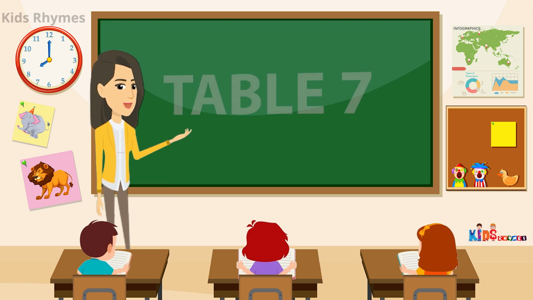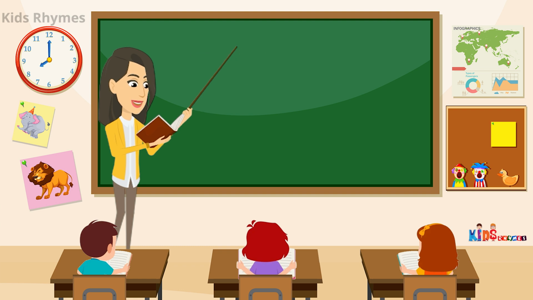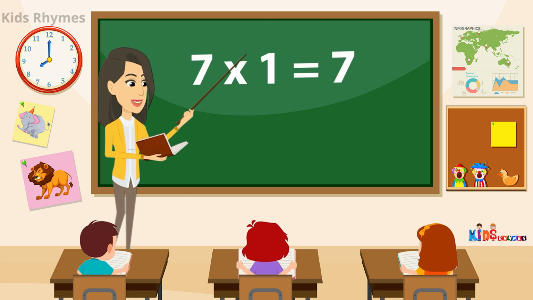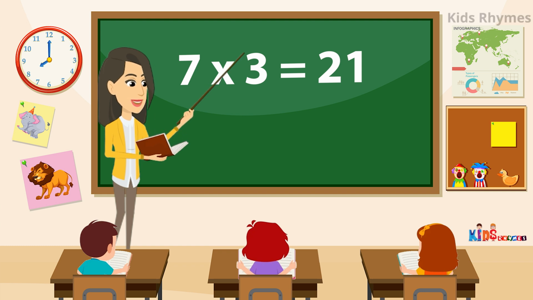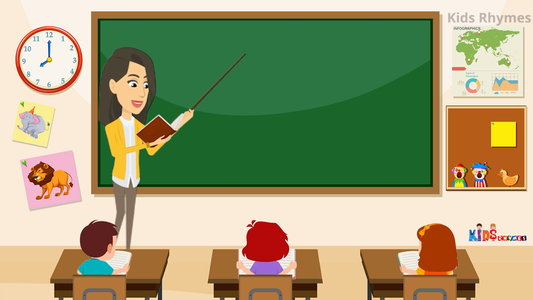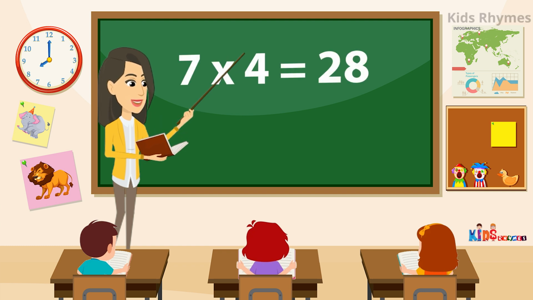Clap your hands, get ready to sing along. 7 ones are 7, 7 stars shine up in heaven. 7 twos are 14, write it down, keep your slate clean. 7 threes are 21, maths learning is so much fun. 7 fours are 28, count the numbers, don't be late.